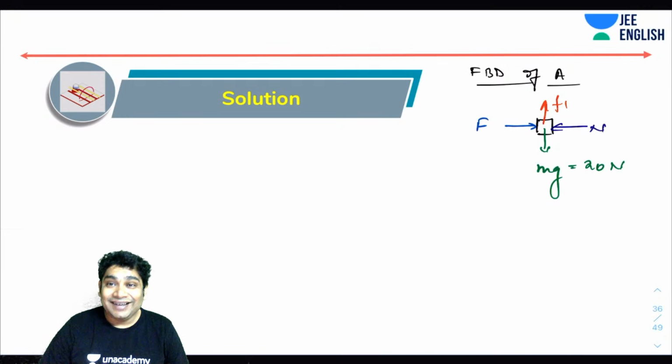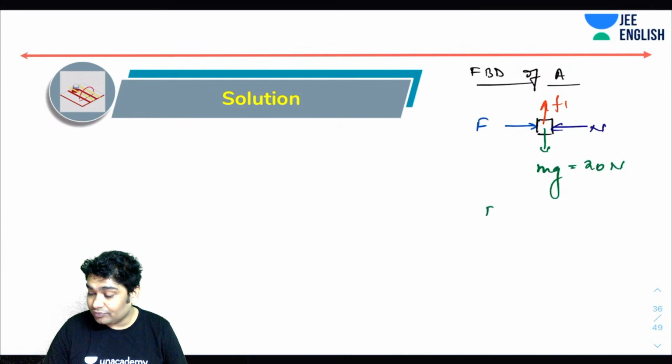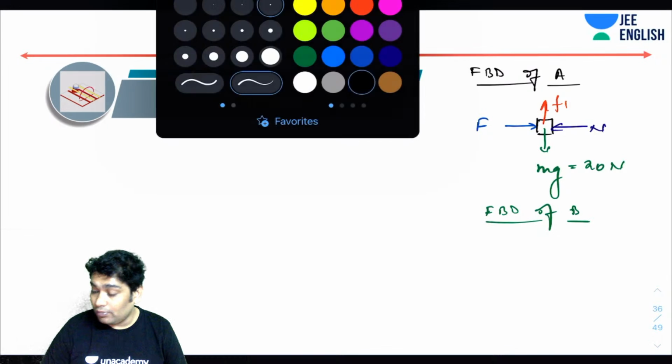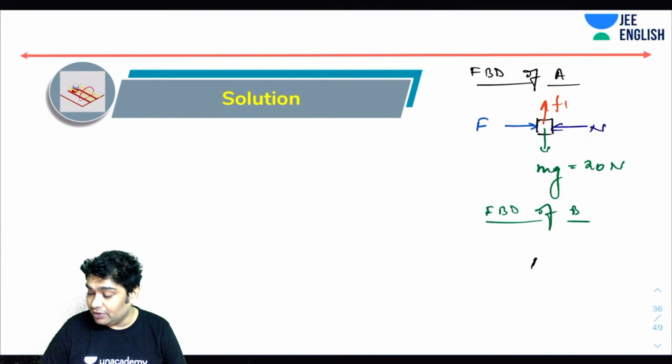Okay, now you will realize if I draw the FBD of B, how does that look? So here is your B.